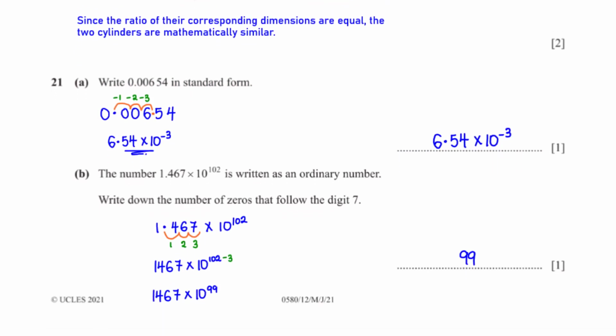The number 1.467 times 10 raised to the power 102 is written as an ordinary number. Write down the number of zeros that follow the digit 7. To write this as an ordinary number, we will move the decimal point to the end. To get to this point, we moved the decimal point 3 times to the right. This means that the number of zeros we are going to add after 7 is 102 minus 3, which is 99.